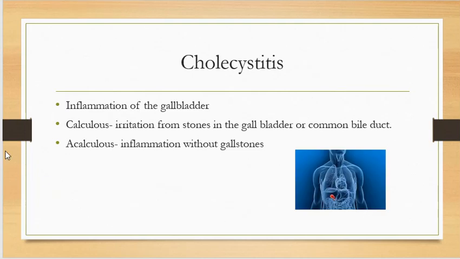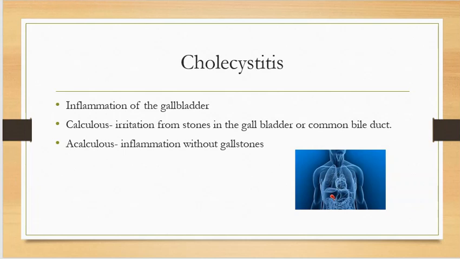All right, so the next one is cholecystitis, and this has to do with the gallbladder. It's an inflammation of the gallbladder. And it's usually caused from stones or some sort of obstruction with the common bile duct. And then we have two kinds. We have the calculus and the acalculus. The acalculus is inflammation without gallstones, and calculus is irritation or inflammation with gallstones.